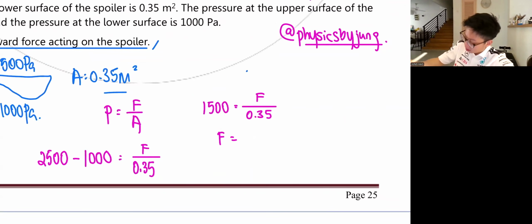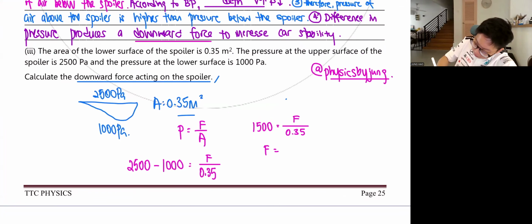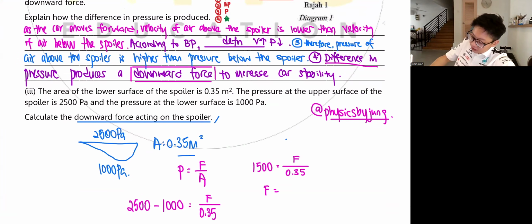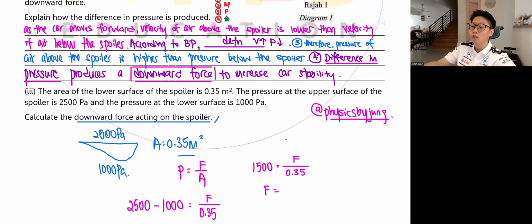0.35, so that my force will now become... why minus? Okay, Christina, why will you have a downward force? Because of the difference in pressure. Not just pressure, because you have a difference in pressure. So when you have a difference in pressure, what do you do to the two pressures? You minus it. Okay, can. All right.